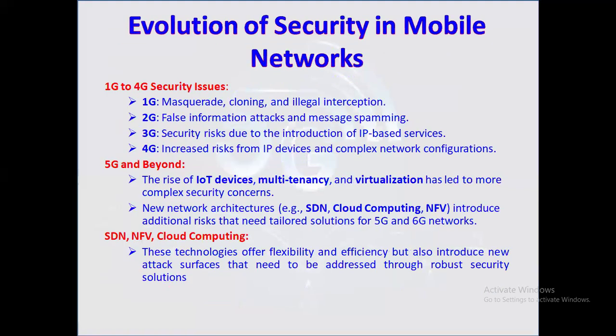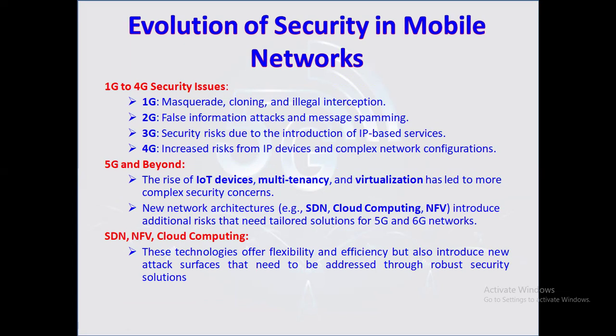Next, evolution of security in mobile networks. 1G to 4G security issues. Over the years, mobile networks have seen various security issues. 1G was vulnerable to masquerading, cloning, and illegal interception. Next, 2G vulnerabilities included false information attacks and message spamming.